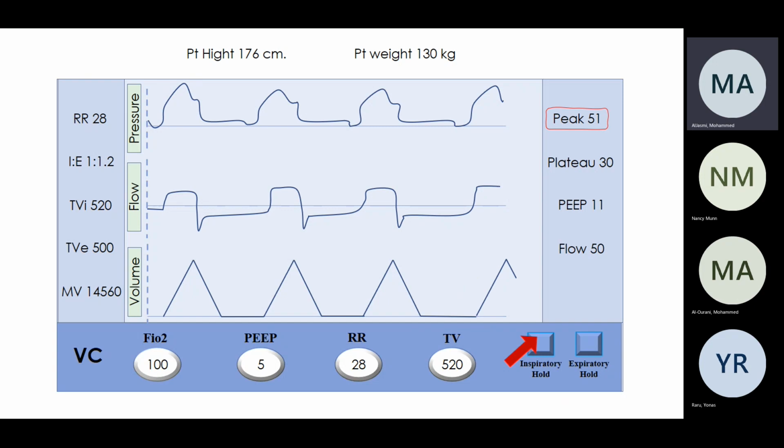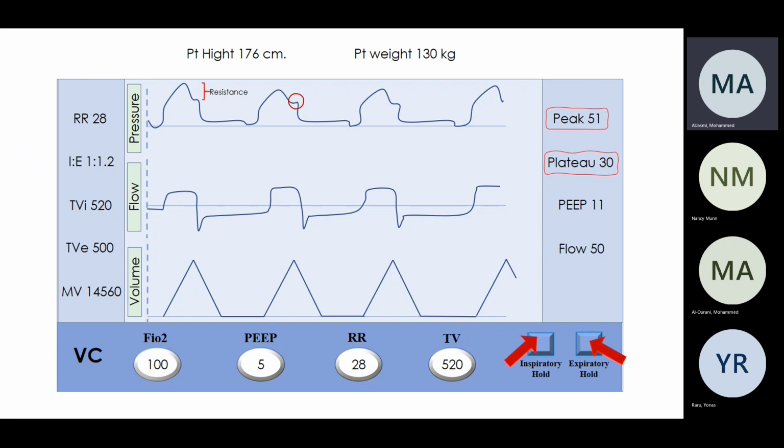26.25. So we did the peak and the plateau after we did the inspiratory hold. Is that right? And we make sure that's a good plateau, and that's the resistance. But do I have to do an expiratory hold to calculate the resistance? No, there's no need.